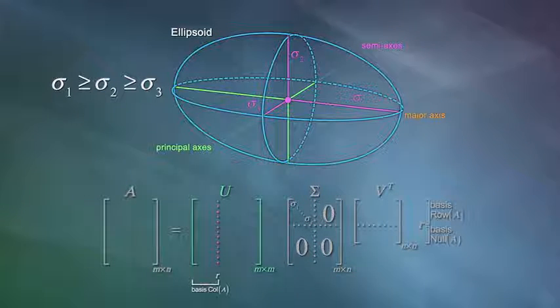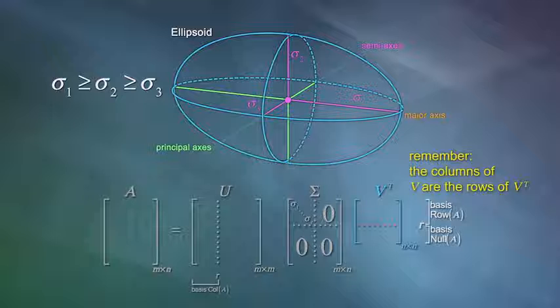The columns of the matrix U represent the directions of the principal axes in the order from largest to smallest axes. And the columns of V are the unit vectors in Rn that map to the directions of the principal axes in the ellipsoid.